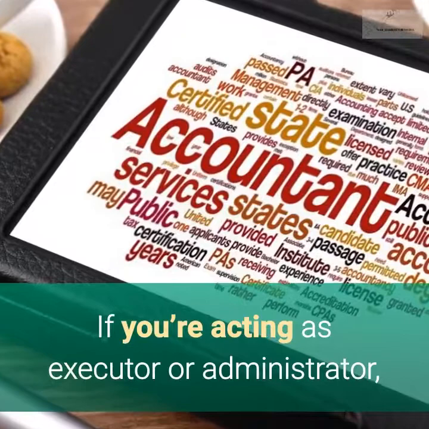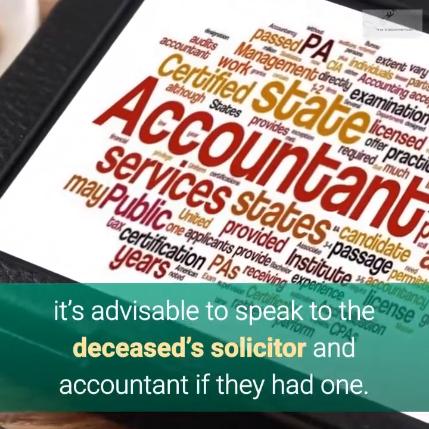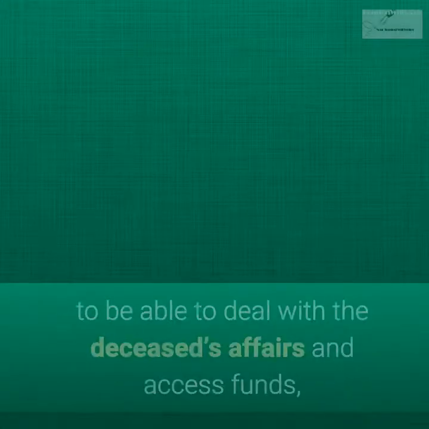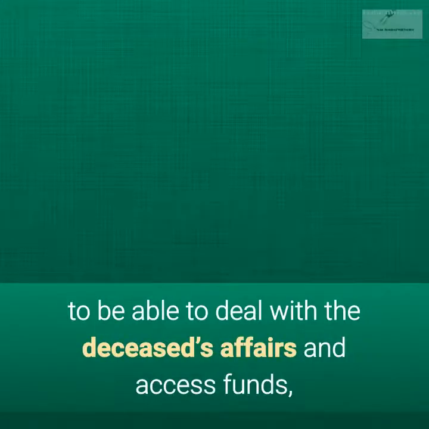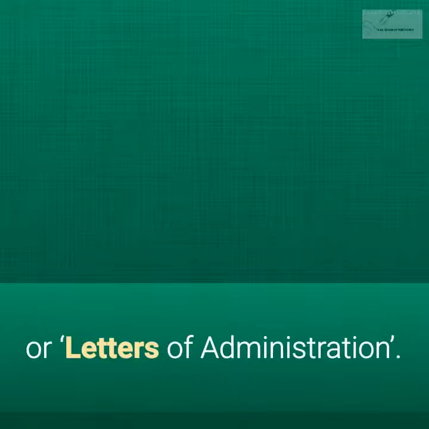If you're acting as executor or administrator, it's advisable to speak to the deceased's solicitor and accountant if they had one. Whether or not you get help from a solicitor, to be able to deal with the deceased's affairs and access funds, you'll normally need to apply to the probate registry for a grant of probate, or letters of administration.